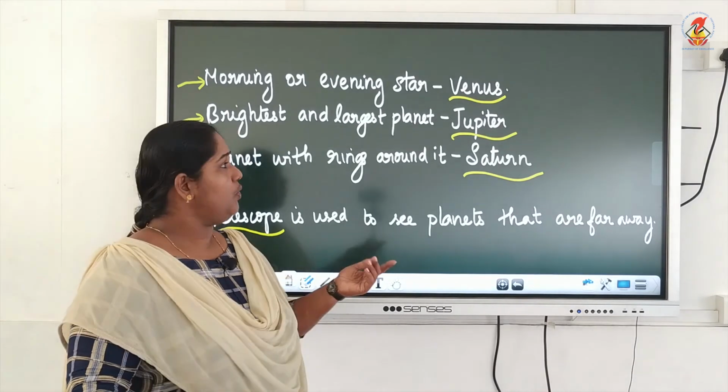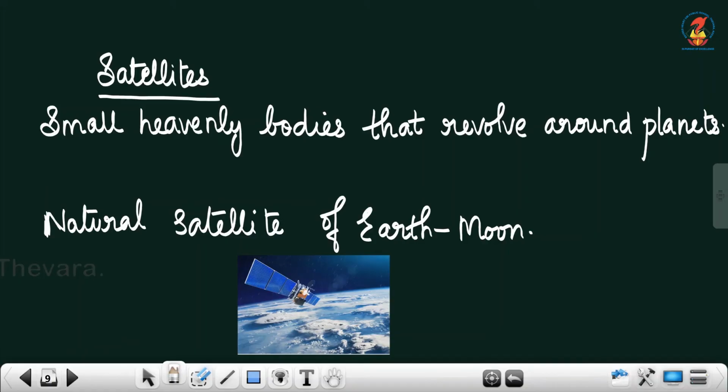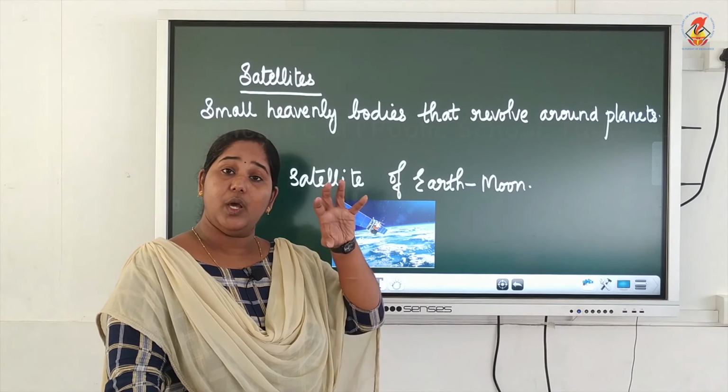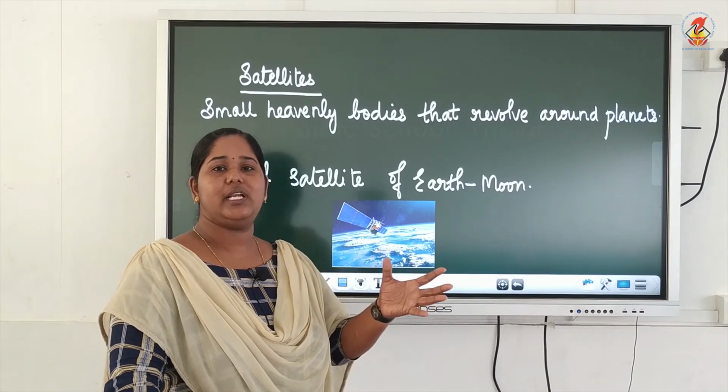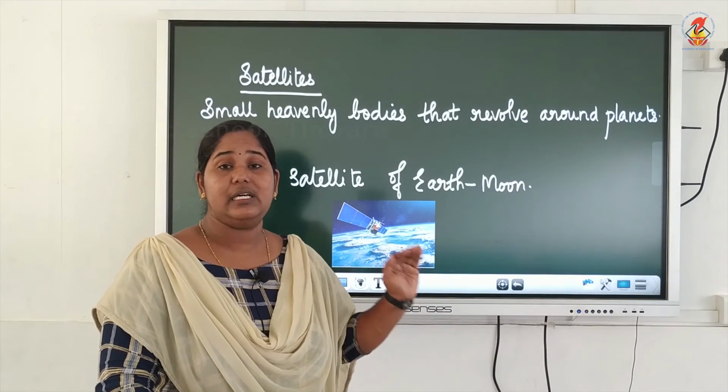Now we are going to study about satellites. Satellites revolve around the planets. Planets revolve around the Sun, whereas satellites revolve around the planets. They are small heavenly bodies that revolve around the planets. The picture of a satellite is shown here. The Moon is the natural satellite of Earth. That is, some planets have their own satellites which are naturally created.